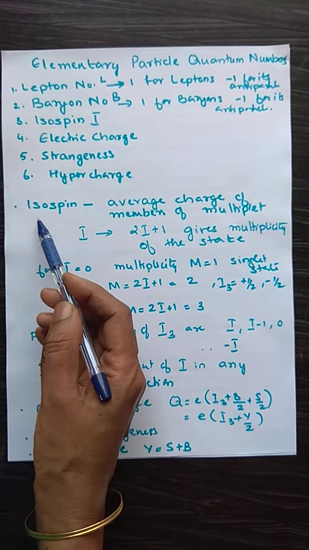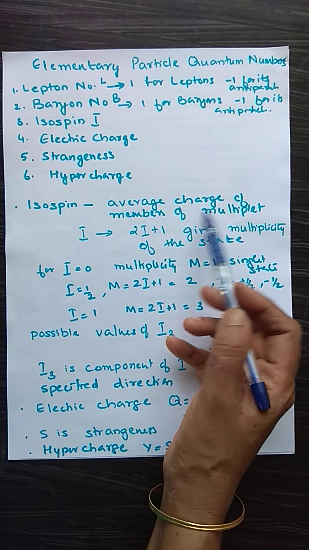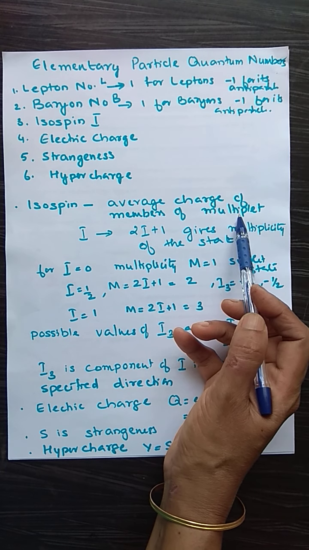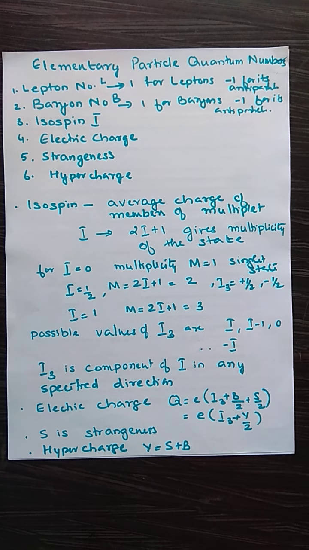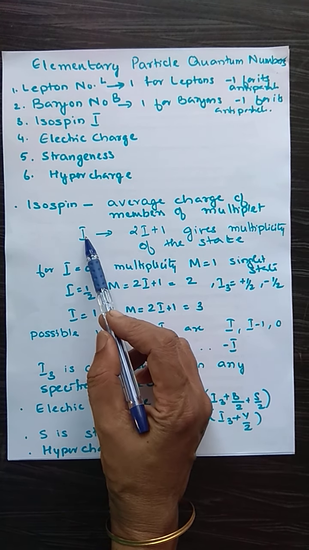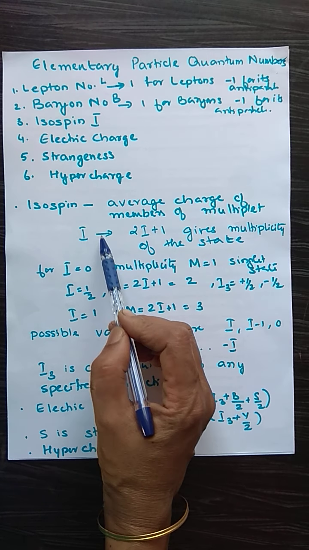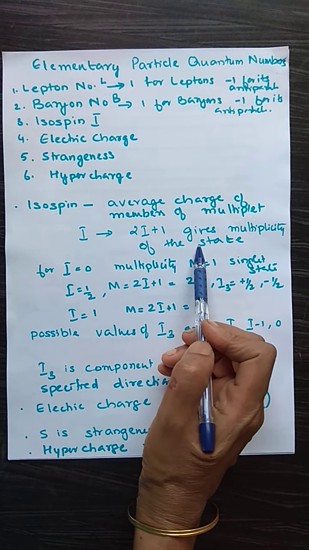Then coming to isospin. Isospin is actually the average charge of the members of a multiplet. There are different multiplet states, so the average charge will be represented by the isospin. Isospin I is such that 2I plus 1 gives the multiplicity of that particular state.